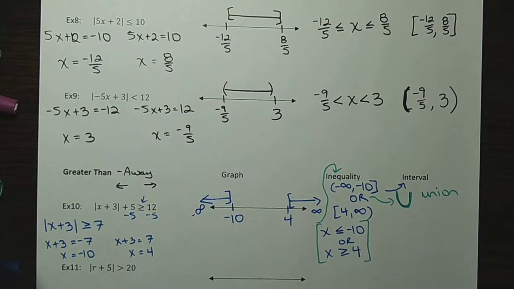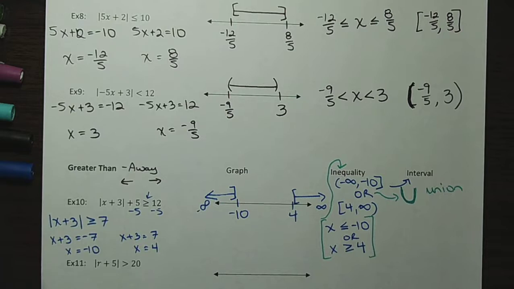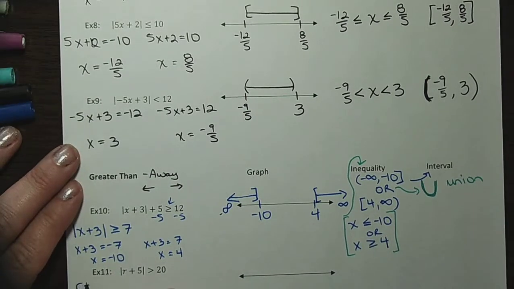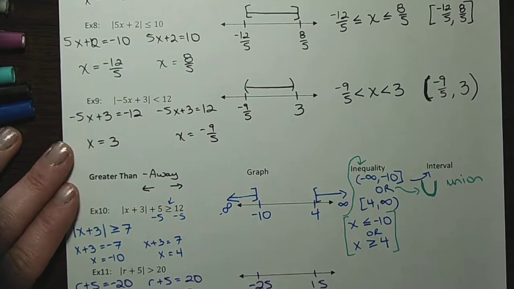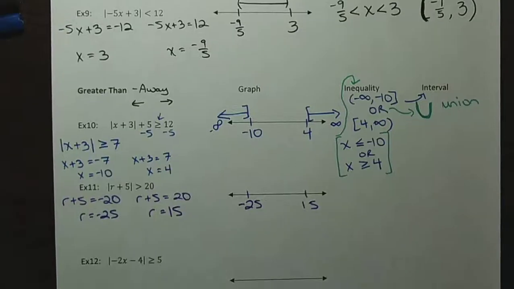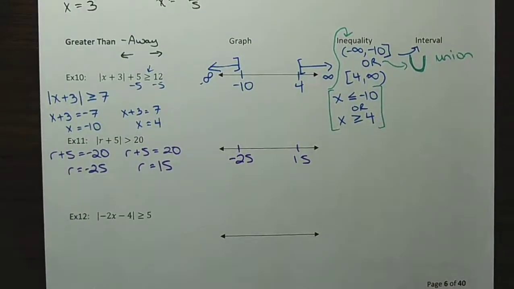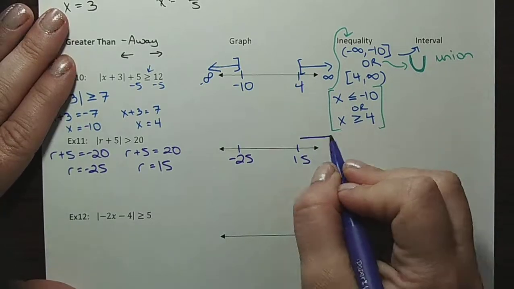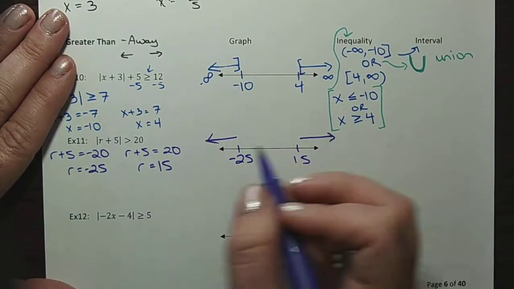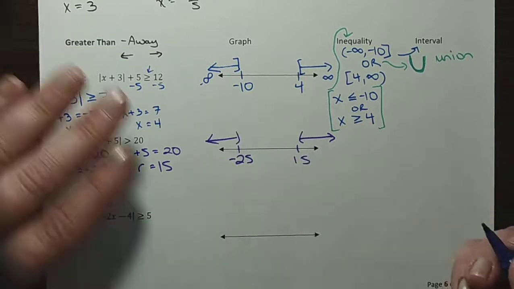Let me try that again on the second one, so not get it mixed up here. So again, we're going to solve it separately. R plus 5 could equal negative 20, or R plus 5 could equal positive 20. That means that R could be negative 25, or R could be positive 15. We're going to put negative 25 on there, put 15 on there, again relative to each other, negative on the left, positive on the right, and they're going to go away from each other. So away and away. And it's going to be parentheses.